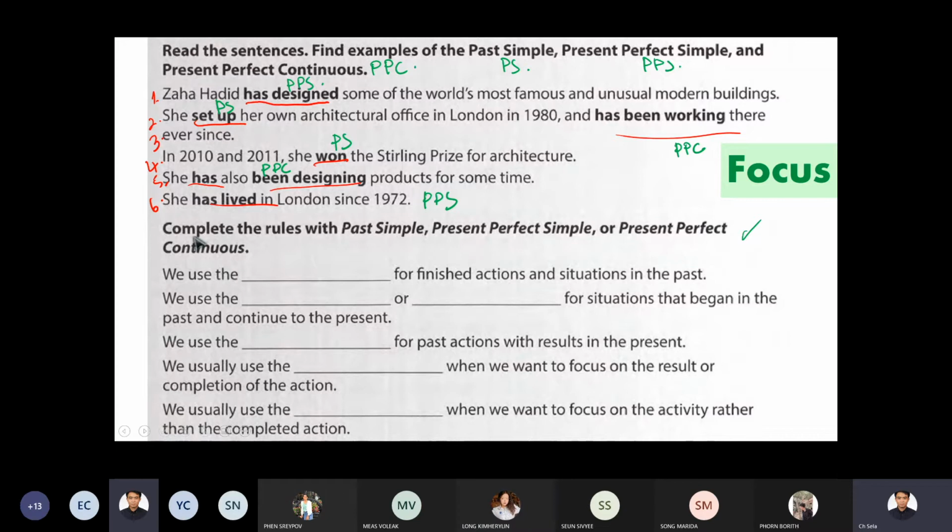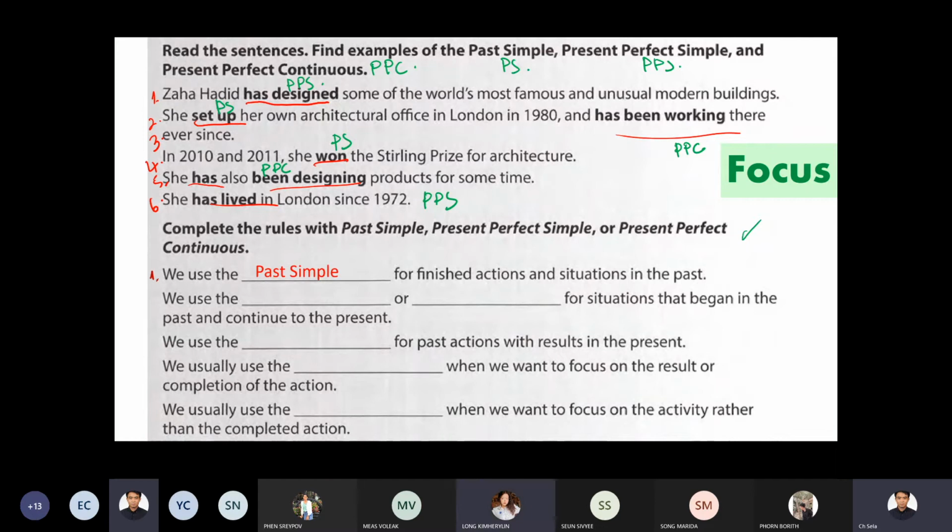Okay, now complete the rules with past simple, present perfect simple, and present perfect continuous. Now, number 1, we use the past simple for finished action and situation in the past. So what is it? Past simple. Okay, so this one, past simple.